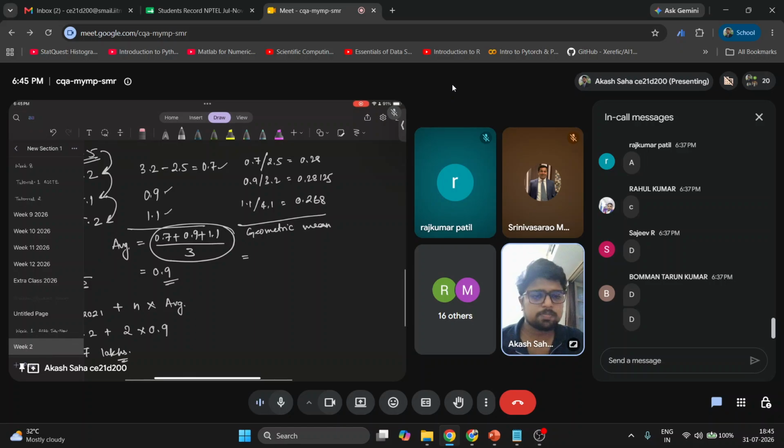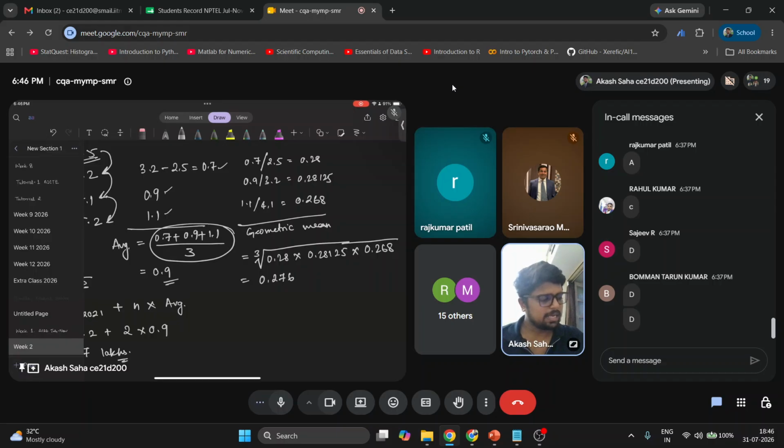That is equal to the cube root of 0.28 into 0.28125 into 0.268. Cube root of the multiplication of all these three values. So this will be equal to 0.267.